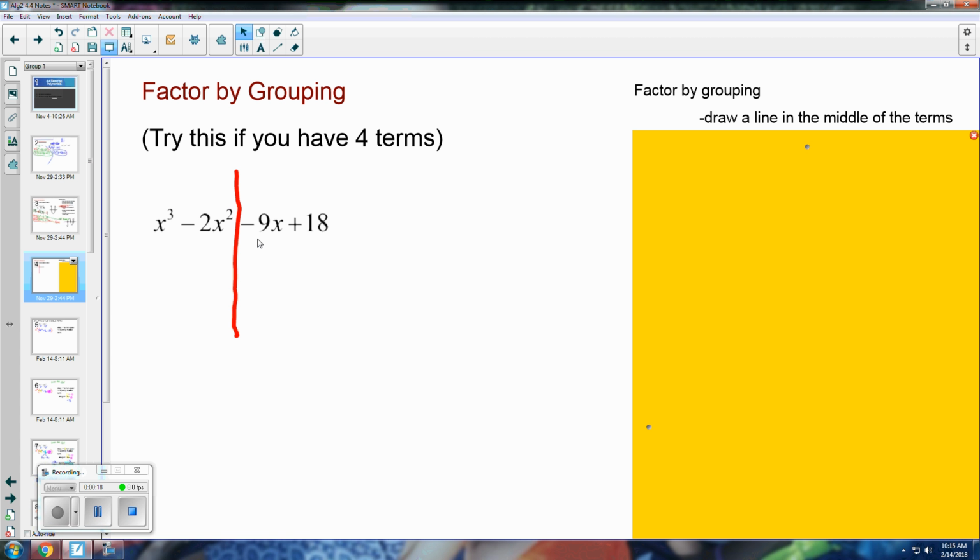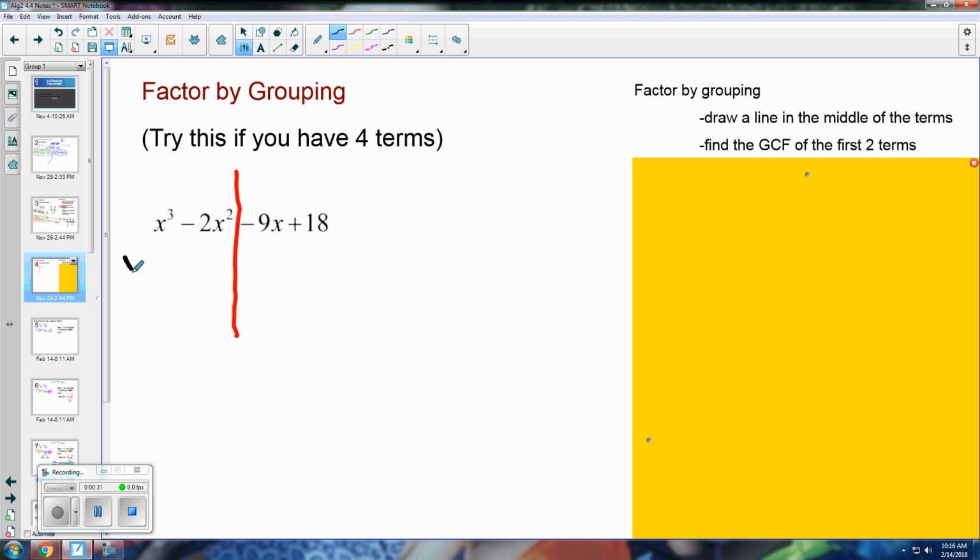Make sure not to cut off the signs so you can make sure which ones are positive and which ones are negative. Find the GCF of the first 2 terms. So our first 2 terms here are x to the third power and negative 2x squared. And I know that out of both of those terms, I can divide x squared. So this is just factoring the GCF. You already know how to do this.